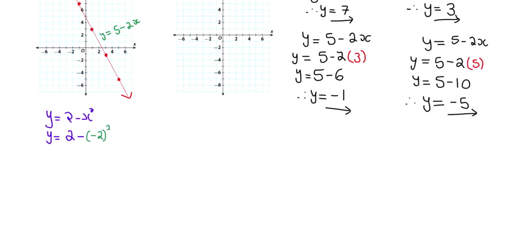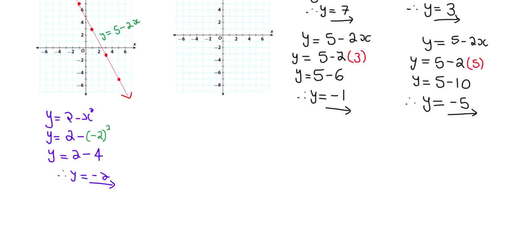As you continue to write this, y equals 2 minus, and then negative 2 all squared, inside the bracket, we are getting 4. So your final answer for this one will be y equals negative 2. So after getting y equals negative 2, you go to your diagram, where x is negative 2, our y is going to be negative 2.